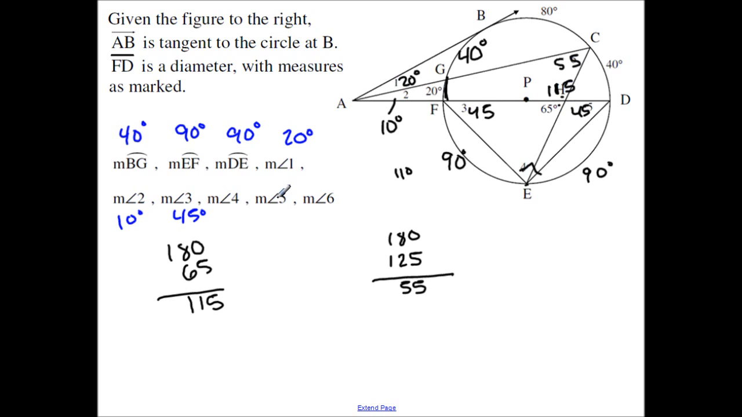The measure of angle 4 is, that's interesting. 4 I don't have yet, do I? I know that that whole thing is 90, but I don't have this part listed yet. The measure of angle 5 is 45 degrees. The measure of angle 6, trying to see where the 6 was. I'm guessing that this is, yeah, there it is. It's right there. The measure of angle 6 is 55 degrees.